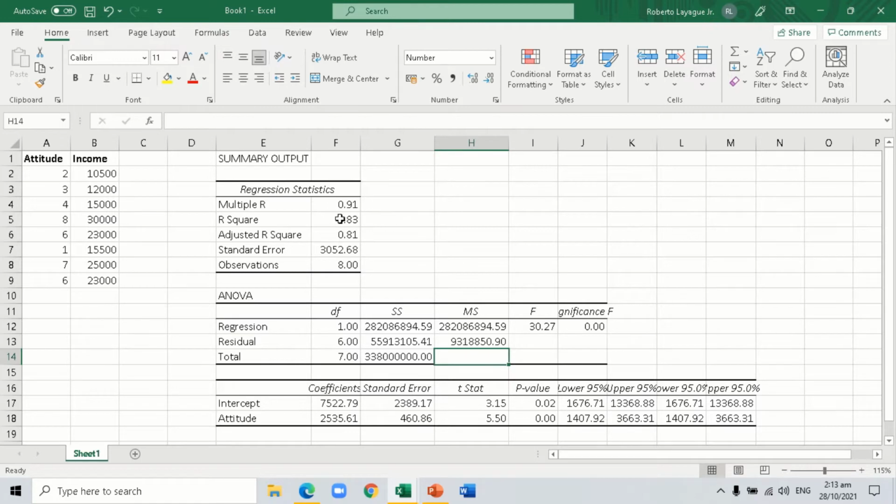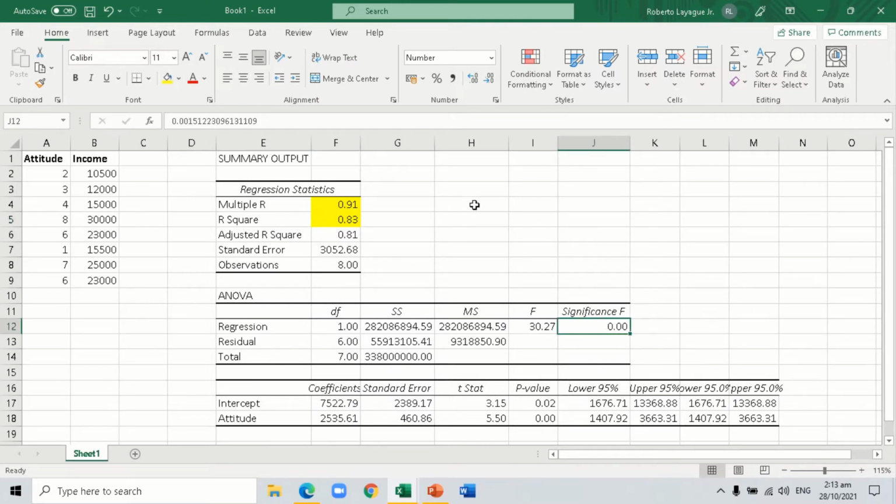Let me just go over the things that we have here. This one is the multiple R, or simply the correlation between the two variables that we do have, the independent variable. Then the R square, and then we have our significance when it comes to our ANOVA, compared to 0.05. And then we have our coefficients for our model, and then we have our t-stat and our p-value. Now let's go through it one by one.